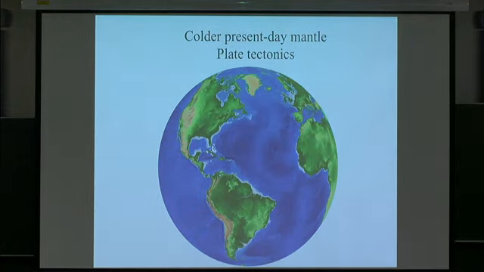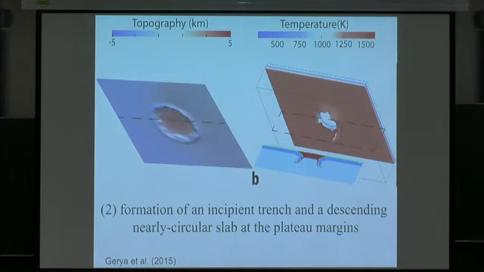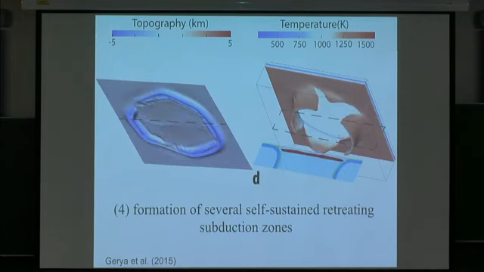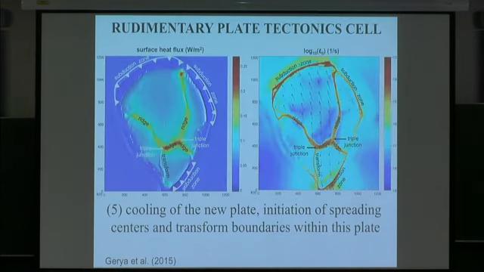If we, however, take present-day mantle conditions, thinner crust and thicker lithosphere, what is happening? We initially form a plateau. The plume is then able to penetrate through the lithosphere and create a funnel-shaped downwelling. However, further progress is actually precluded by ring confinement. In order to have this subduction retreating in all directions, this ring has to be broken, and this is happening by some kind of fragmentation. Then we have separate slabs which are retreating, and several subduction zones forming within the retreating domain.